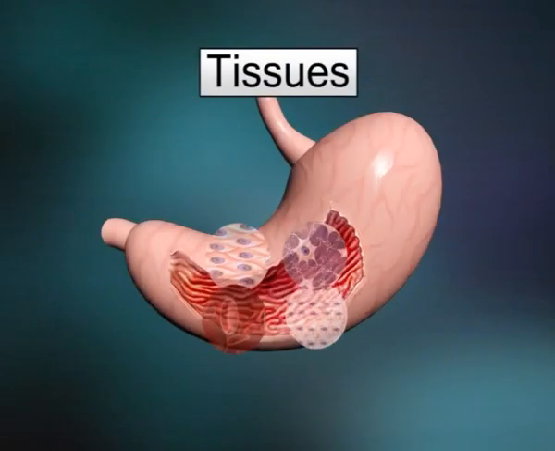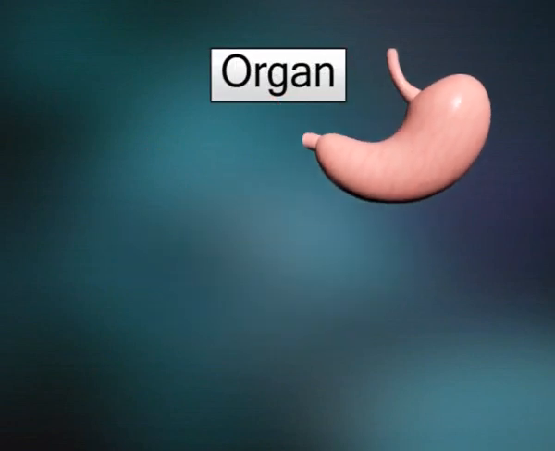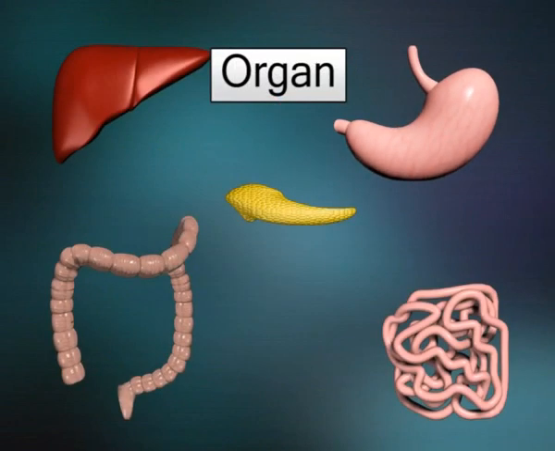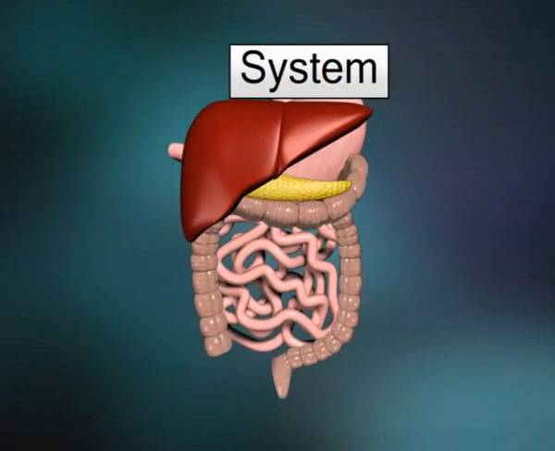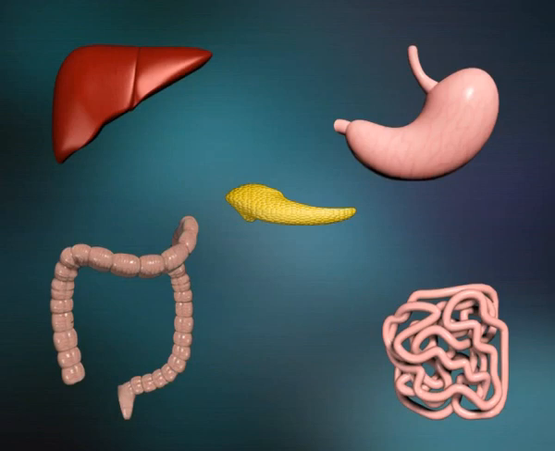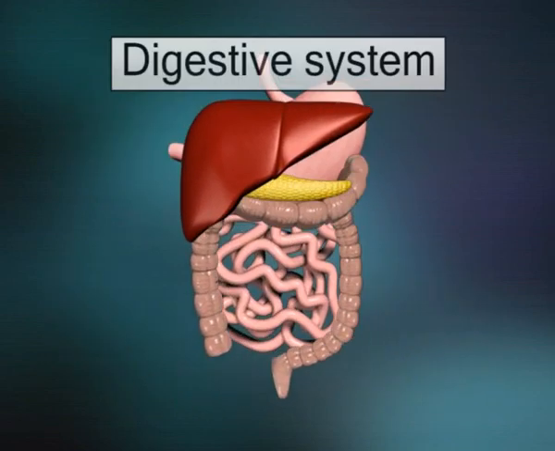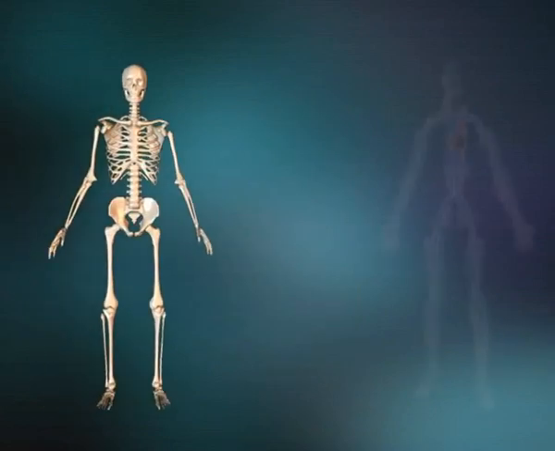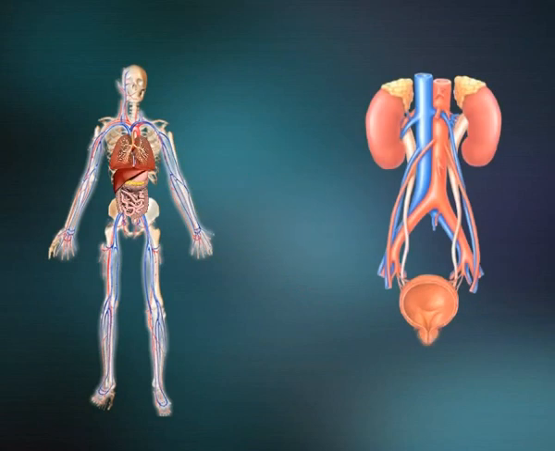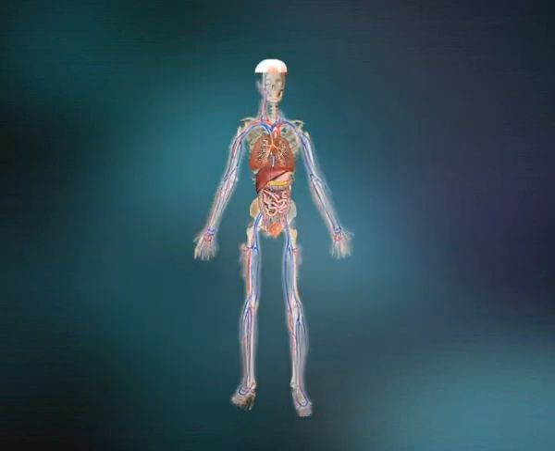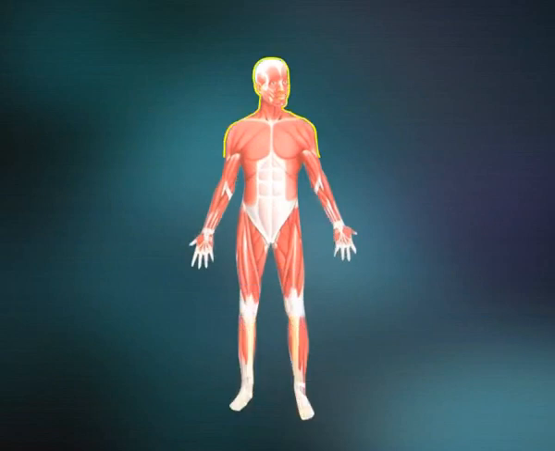Many tissues now combine to form an organ, such as stomach, intestine, etc. And these organs then collectively form a system. As you can see here, different organs form the digestive system. Digestive system, along with other body systems such as skeletal system, blood vascular system, respiratory system, excretory system, etc., work collectively and form an organism.